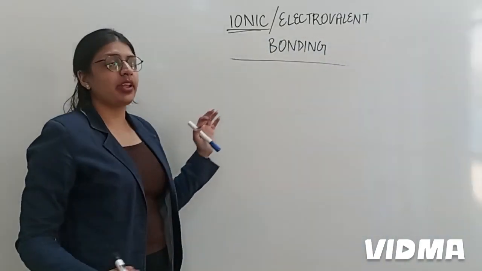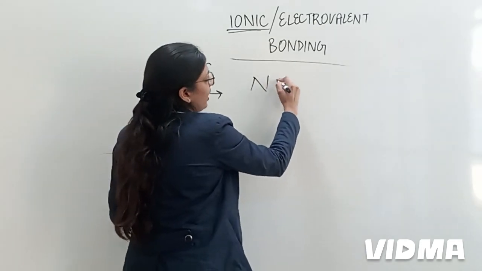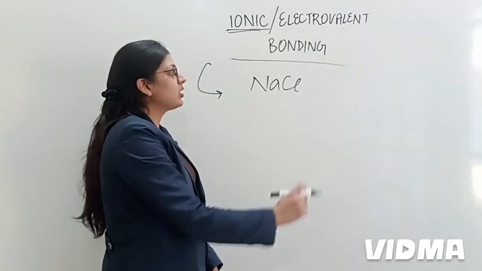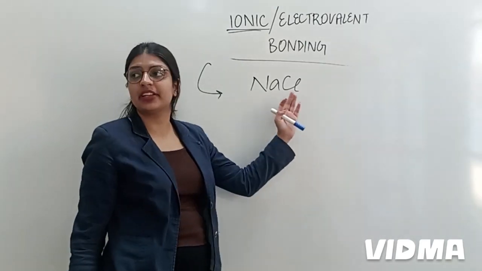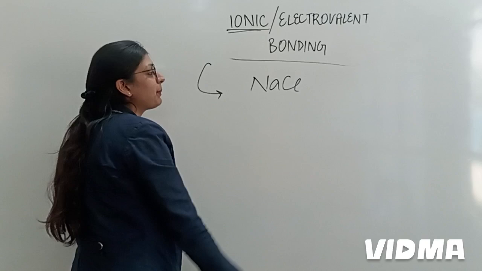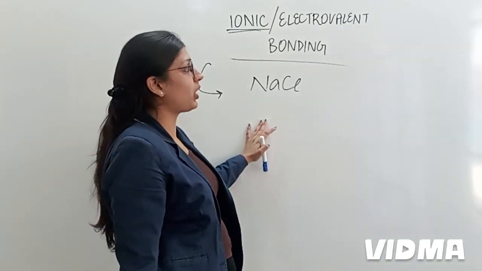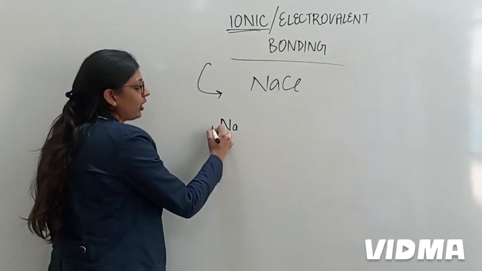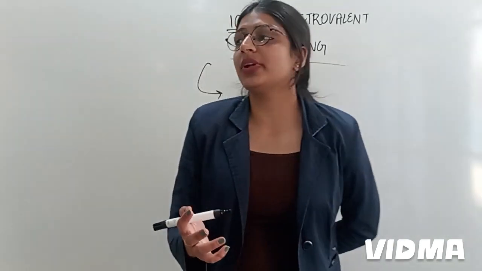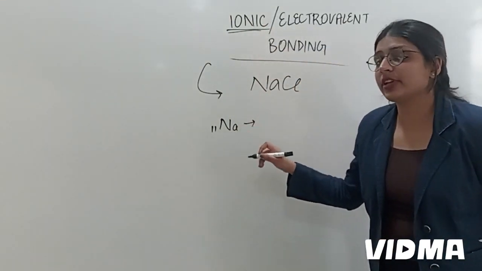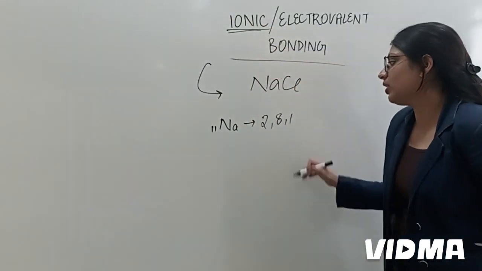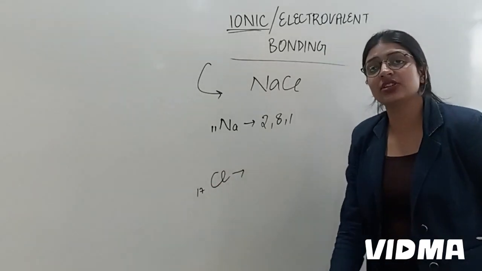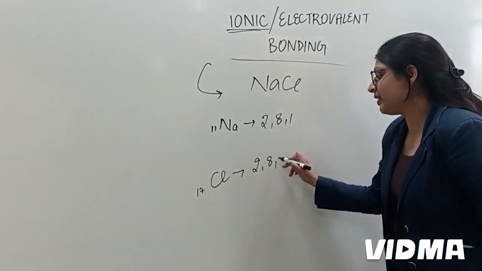We have taken the very basic example of NaCl. You can already see the conditions: we have dissimilar atoms, one positively charged and one negatively charged. Discussing the bonding in NaCl, sodium chloride, we first take the metallic part, sodium, and write its electronic configuration. The atomic number of sodium is 11, so the configuration is 2, 8, 1. Similarly for chlorine, the atomic number is 17 and the configuration is 2, 8, 7.